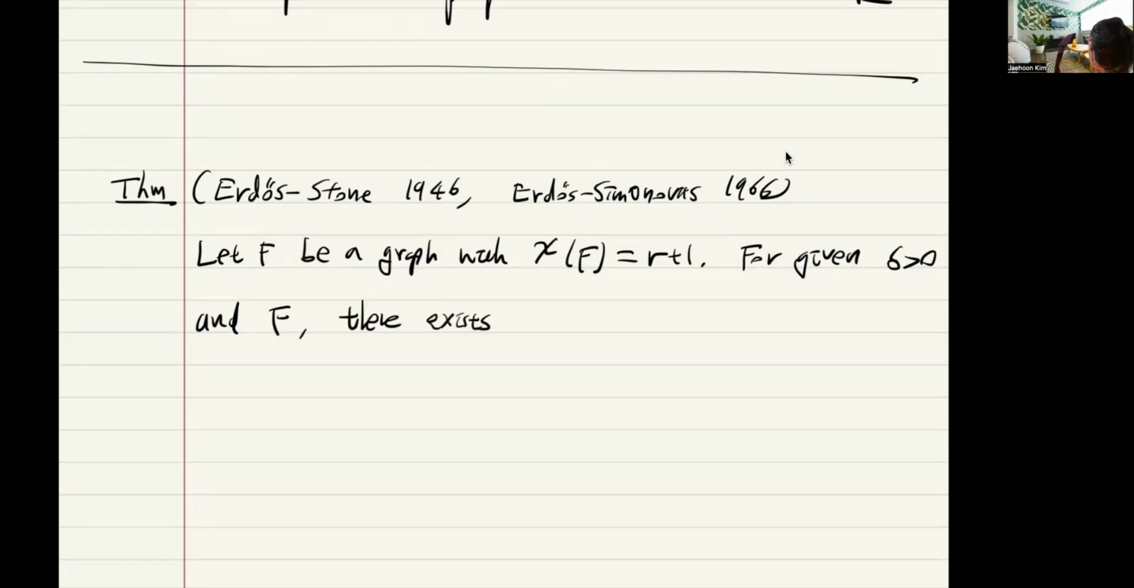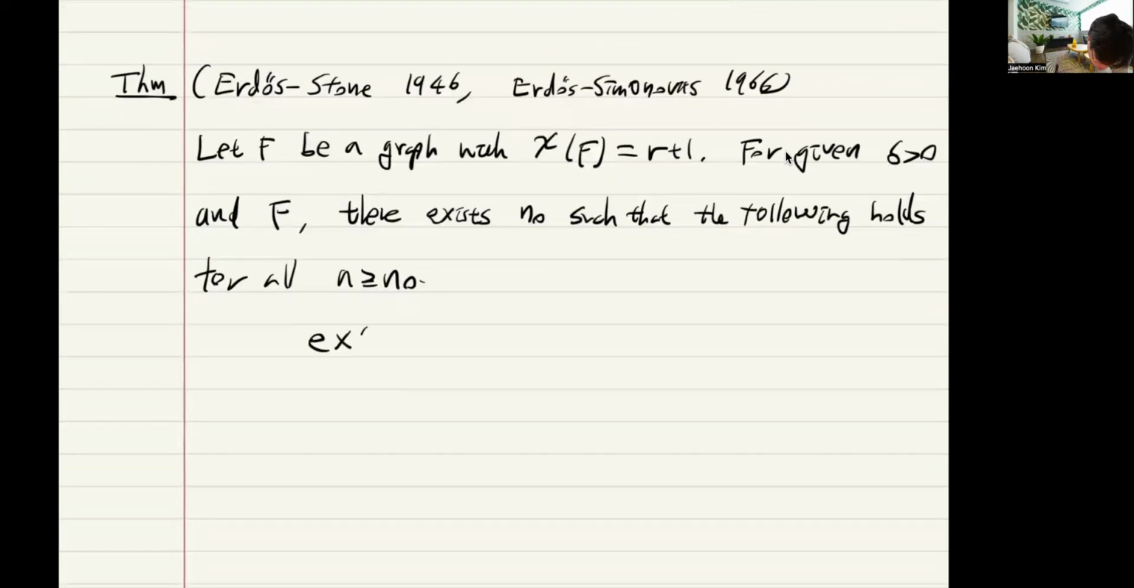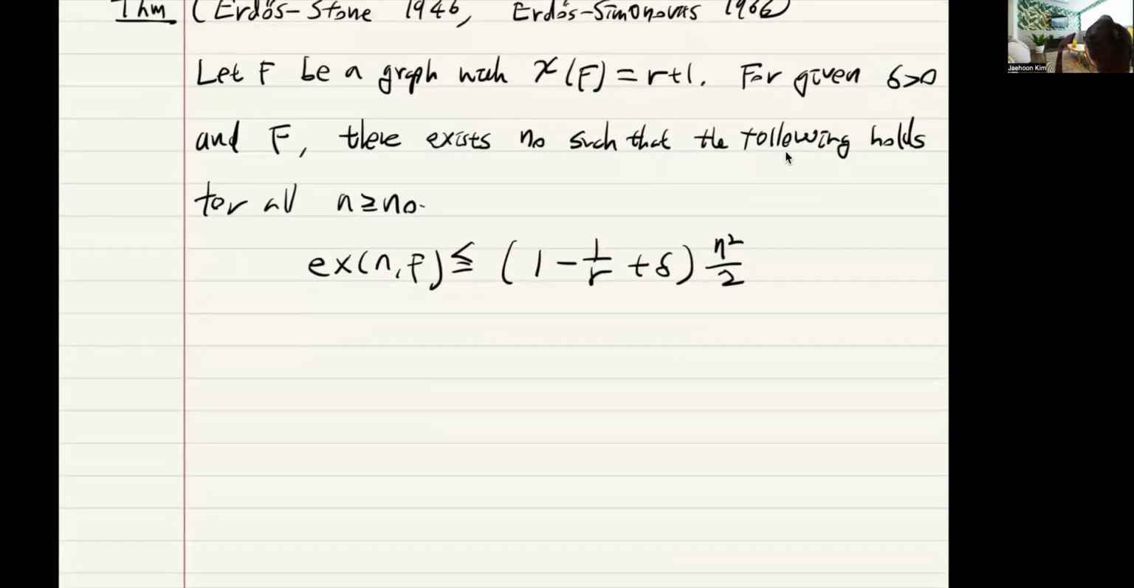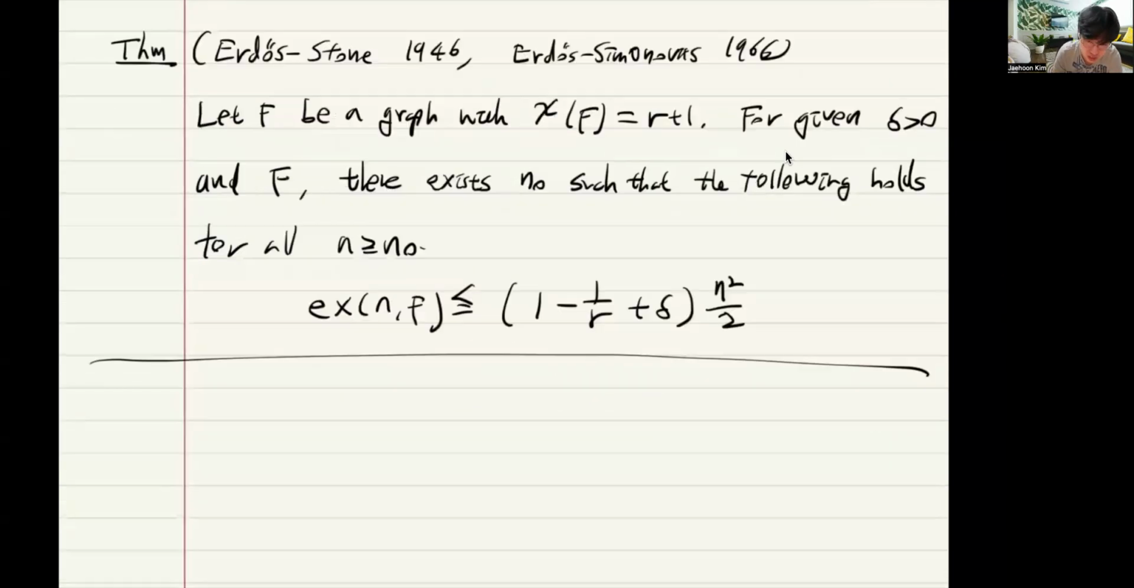So there exists a certain number n0 such that the following holds. For all n larger than n0, so for large n, the extremal number of n and F is at most (1 minus 1 over r plus delta) times n squared over 2. So this asymptotically determines the extremal number for large n.